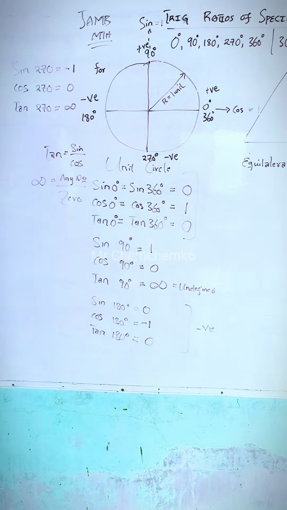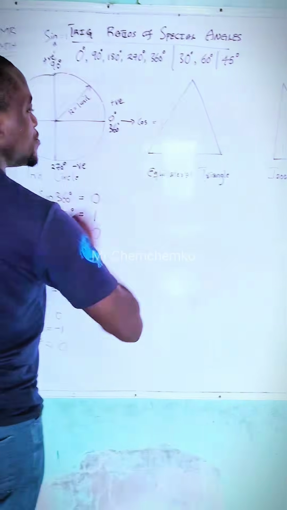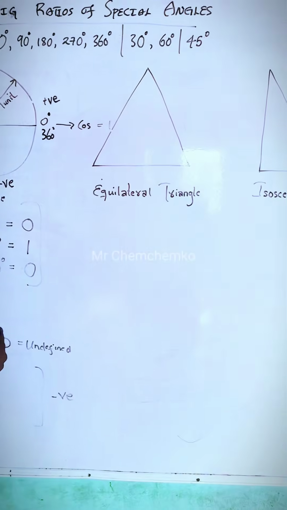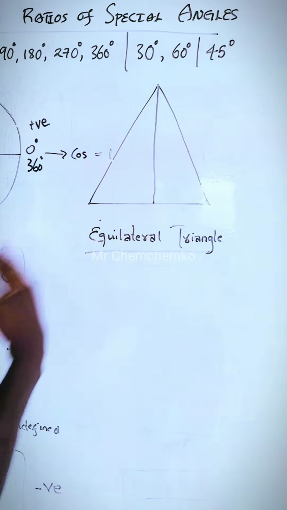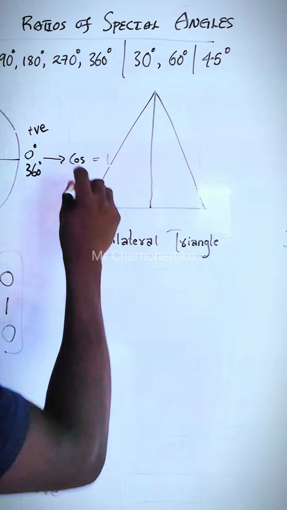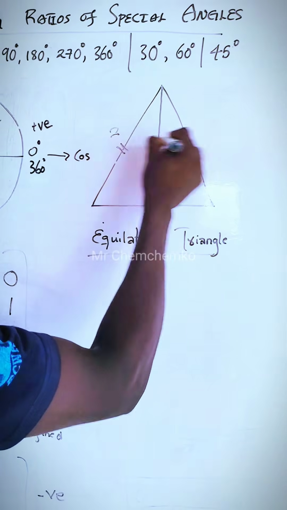Now let's move quickly to 30 and 60 degrees. For 30 and 60 degrees, we are going to use an equilateral triangle. What is an equilateral triangle? It is a triangle that has all sides equal.